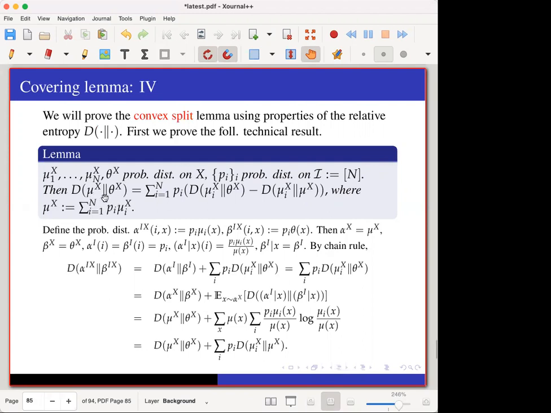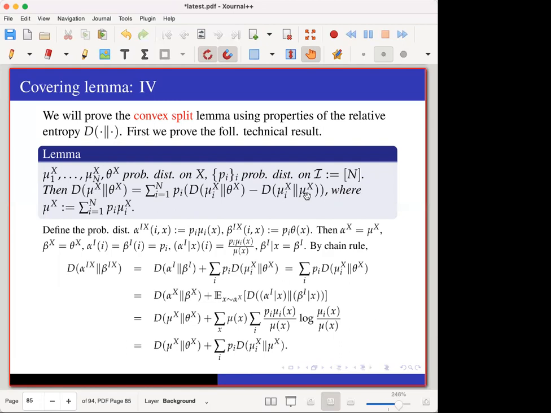Okay. So what is the distribution mu? Mu is the average of the mu i's, average according to pi. So the left hand side is the relative entropy between mu, the average distribution, and the other fixed distribution theta. So you can write it like this. So this is like the convex split. It's a certain convex combination of these quantities. So in the first quantity, you can see that the individual mu i's appear with respect to the fixed theta. And in the second one, the individual mu i's square off against the average mu.